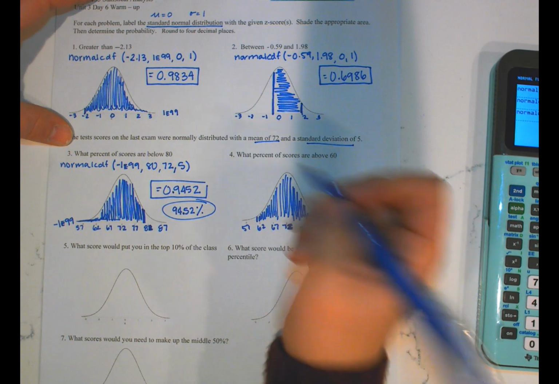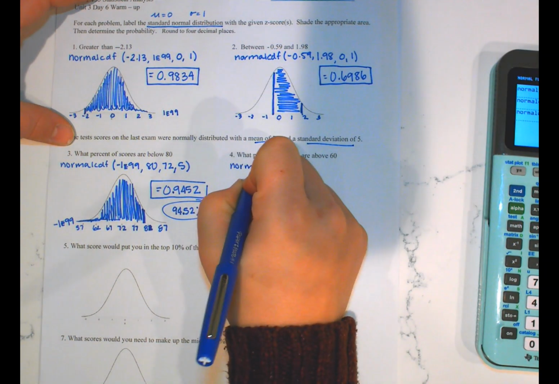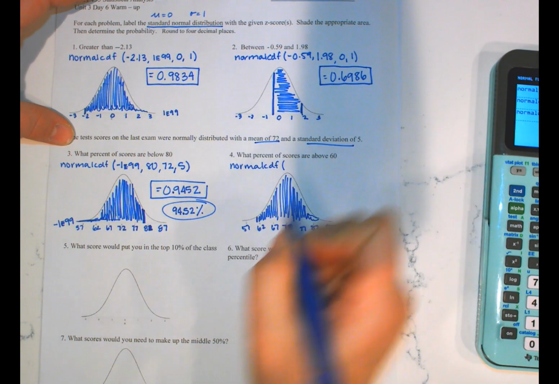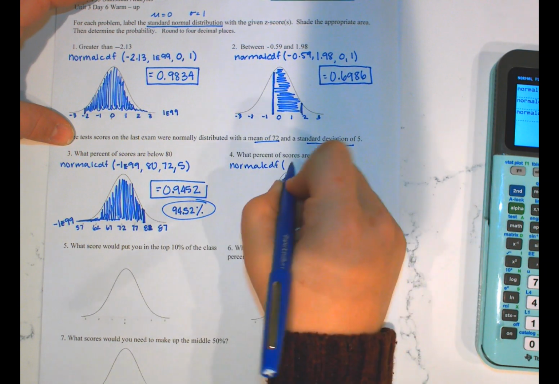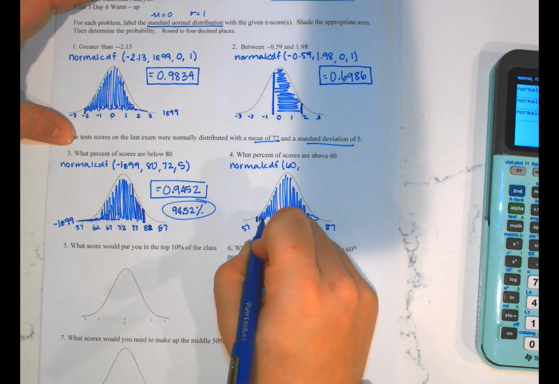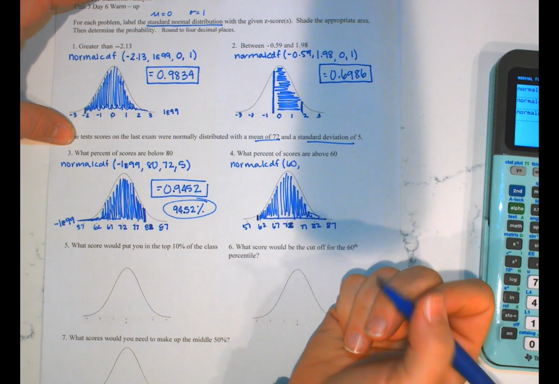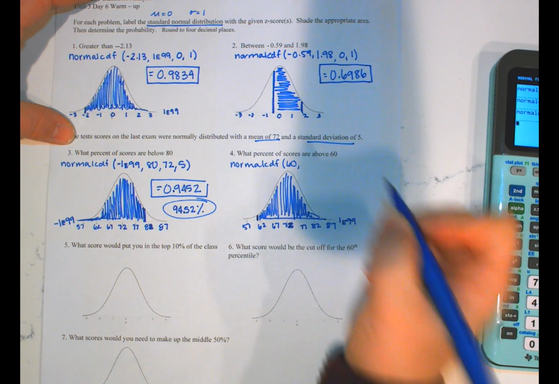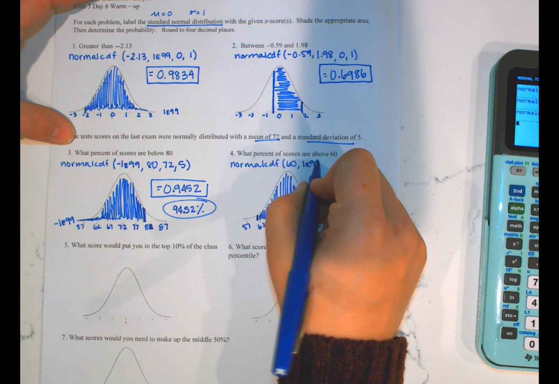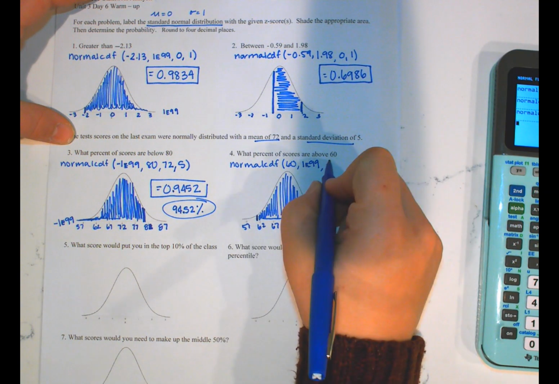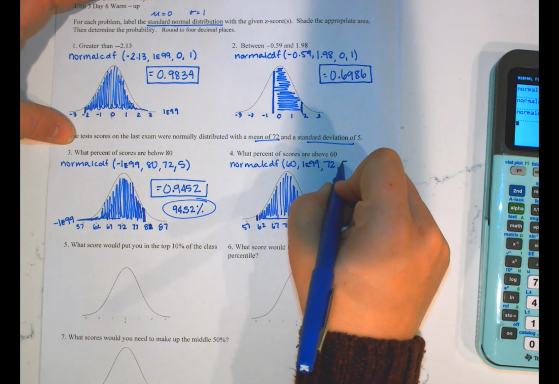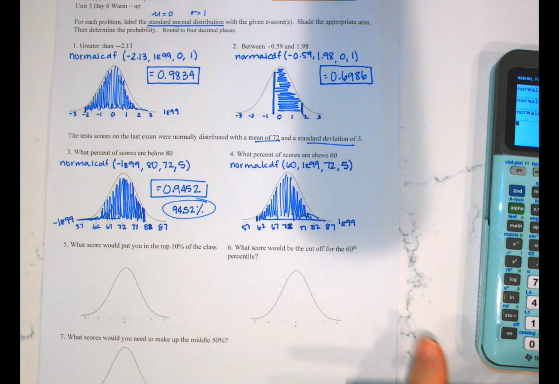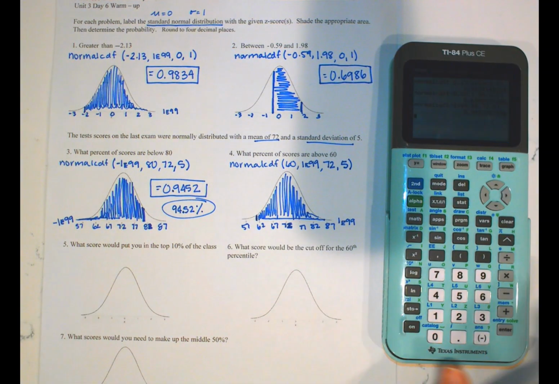So again, this is my normal CDF because I'm trying to find the area underneath the curve. My lower bound, I'm starting at 60. I'm going all the way to the end of the graph on the right side. So remember, this is my positive 1e to the 99. And then my mean is 72, and my standard deviation is 5. So I'll again type that into my calculator.